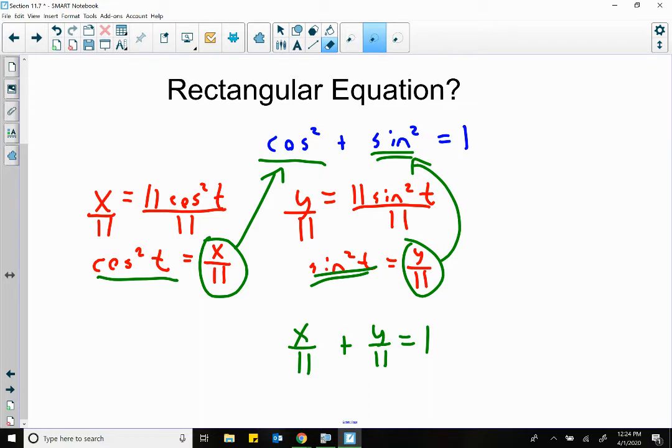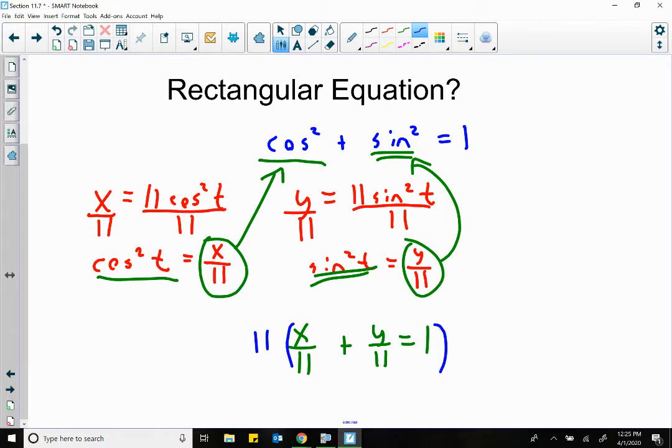So to finish this up, we don't like having fractions all over here like this. Although it's fine, they actually want it to be y equals. So first things first, let's get rid of the fraction. In order to get rid of the fraction, all you got to do is multiply everybody by 11.